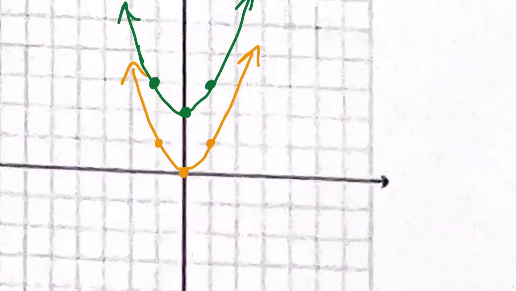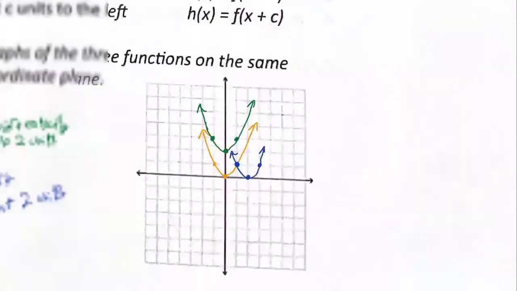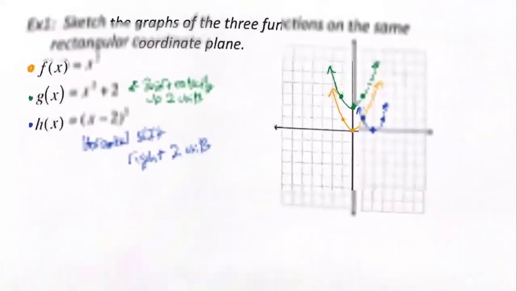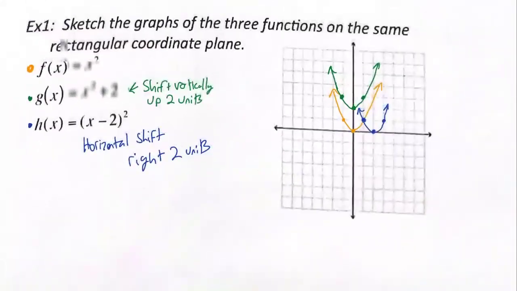So at the origin, 0, 0 becomes 2, 0, 3, 1, and then 1, 1. And that would be your graph for x minus 2 squared, shifting to the right 2 units. Anyone have any questions?